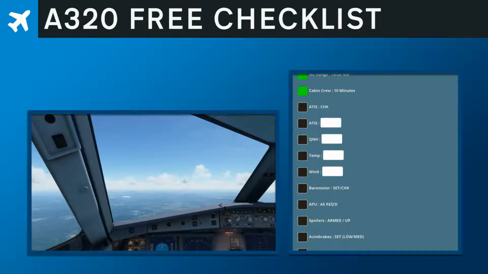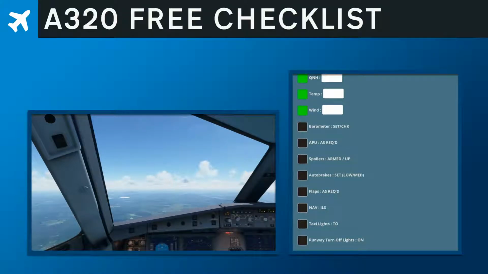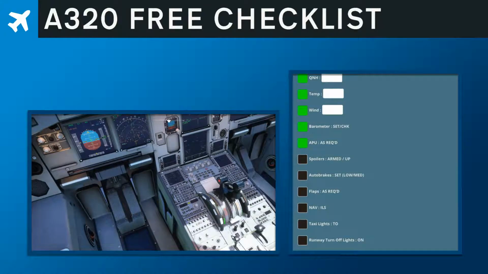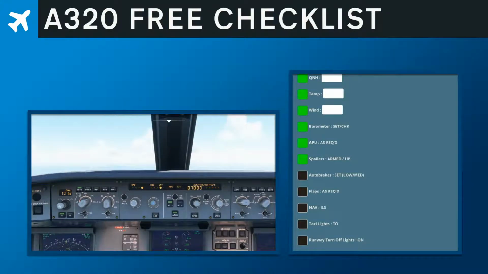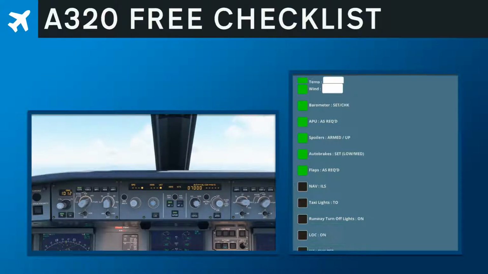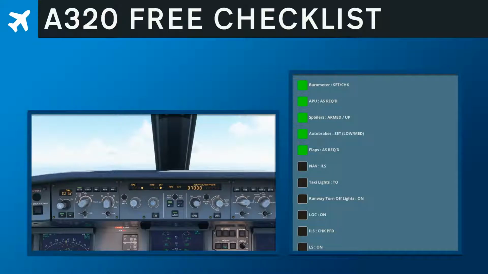Right, so let's do it. We've done our checks. We've got the information in, although we haven't got the ATIS. We have got the ATIS in effect. APU sets required. Spoilers armed and up. Auto brakes set low medium. Flaps as required, so we don't need any of that at the moment. So a little bit of a way out, but we can arm the landing system, I guess. No harm there.